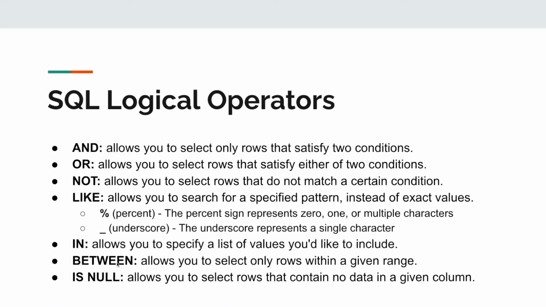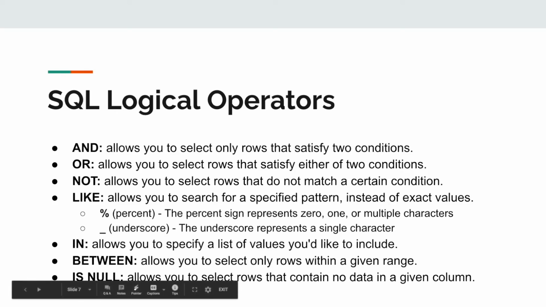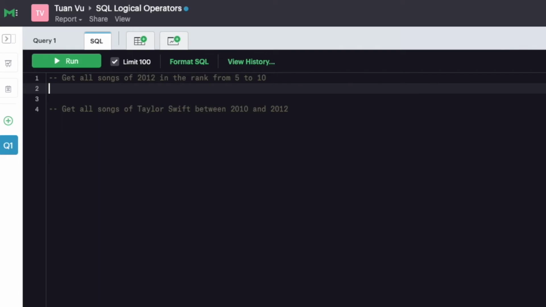The BETWEEN operator allows you to select only rows within a given range. Let's take a look. In this example here, I want to get all the songs of 2012 in the rank from 5 to 10.